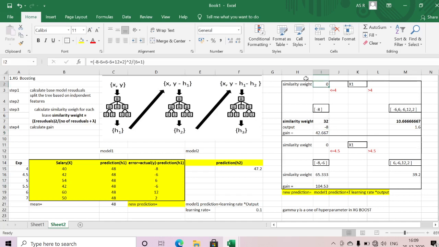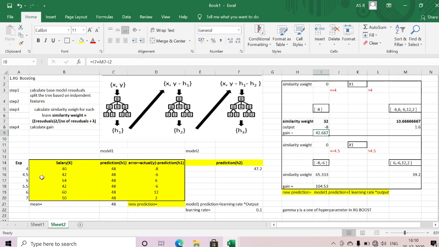How will we calculate the similarity weight for the root node? We just need to take all the records: minus 8, minus 6, plus 6, minus 6, 12, and 2. We take all 6 records, whole square, divided by the number of residuals, which is 6, plus 1. Here I calculated the similarity weight and I got 0. From this we can calculate the gain easily. We sum all the leaf similarity weights minus our root node weight. Now I got the gain for this split.